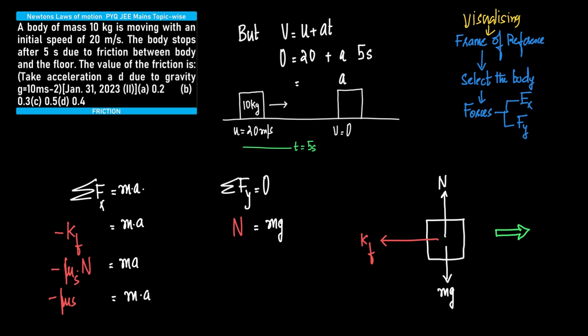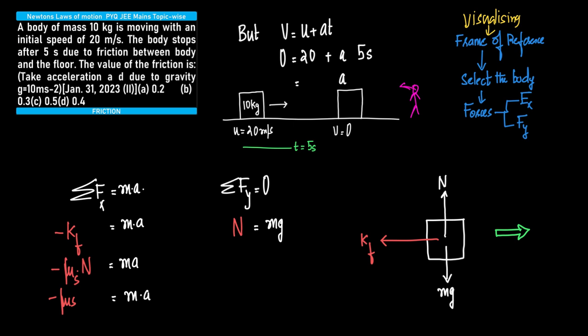The body stops after 5 seconds. So the body is moving like this, and after t equal to 5 seconds the body stops, which means the final velocity here is equal to 0. Now we can choose a frame of reference, which usually I prefer to choose as a non-inertial frame, right? So this is a person watching things from outside the system.